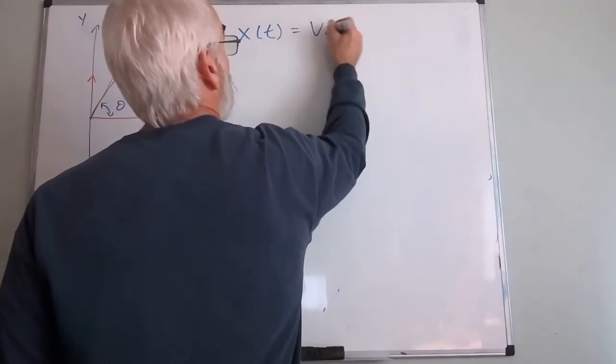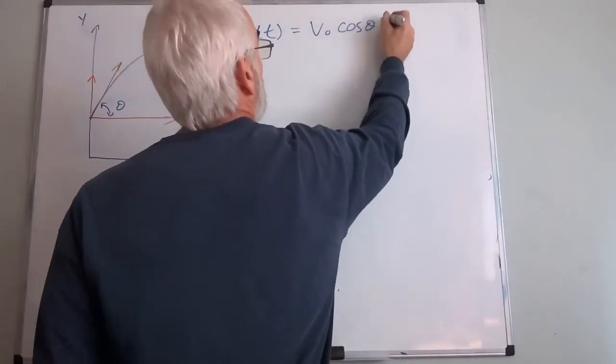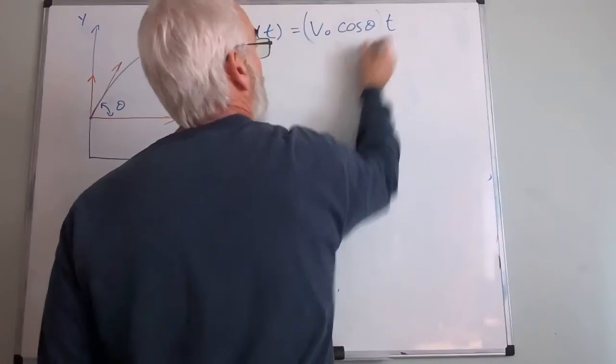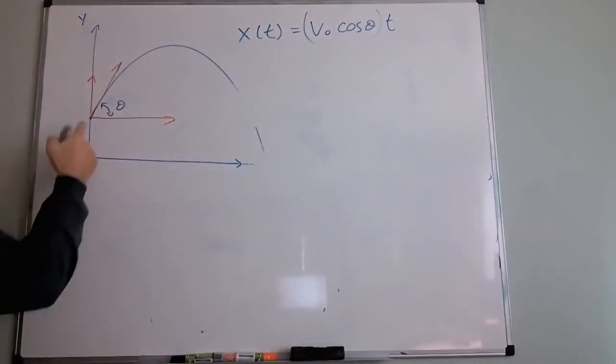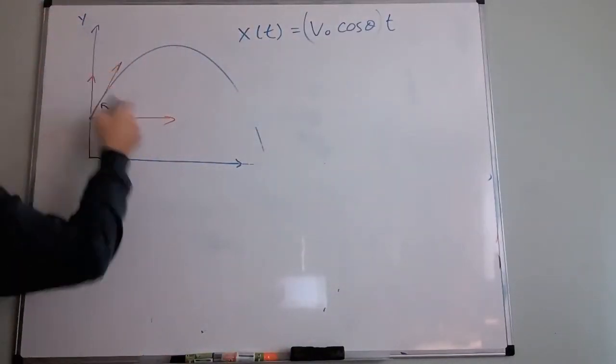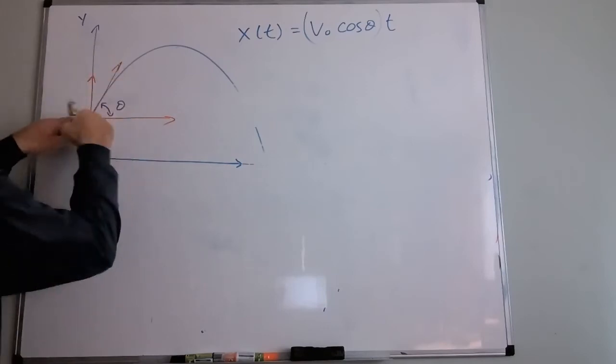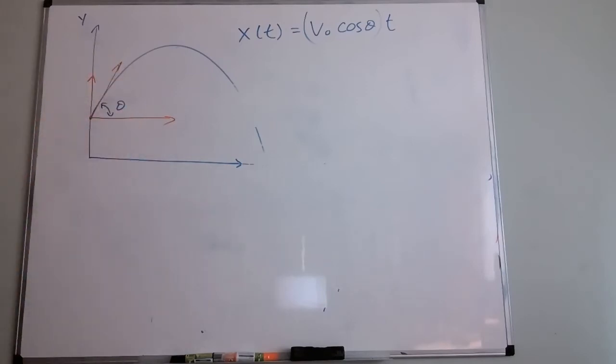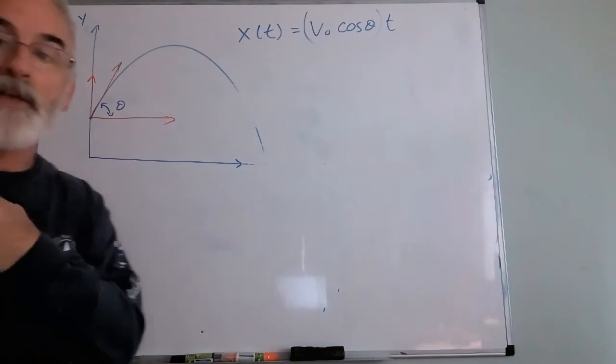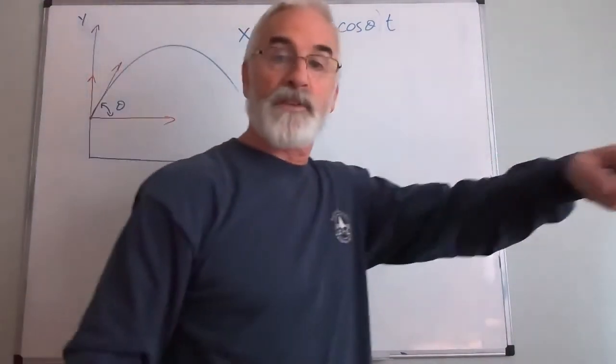So what is this? This is V0 cos theta t. This would be a scalar. V0 cos theta is exactly how much of this is in the x direction. How much of this speed is in the x direction is V0 cos theta. And we said there's nothing affecting it, so it's just going to go sideways forever.